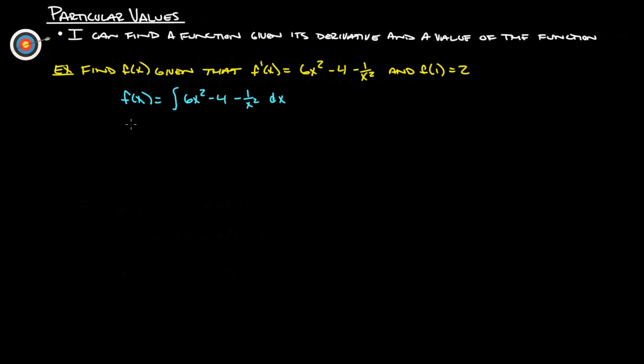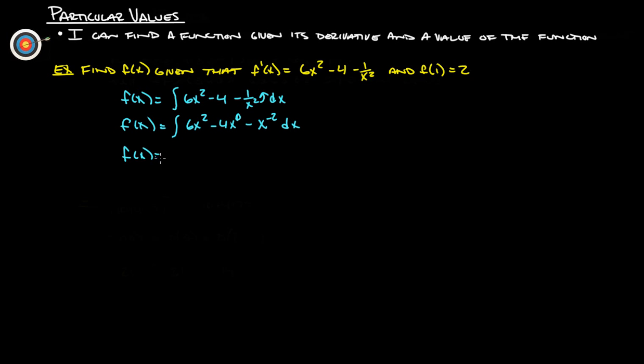I'm just going to rewrite this with everything as simplified as I can get. So 6x squared, we don't have to do much with that, but I'm going to write negative 4 times x to the 0, not to the first. And then I'm going to move this x squared to the top, minus x to the negative second dx. It's just going to make it easier for us to find the antiderivatives.